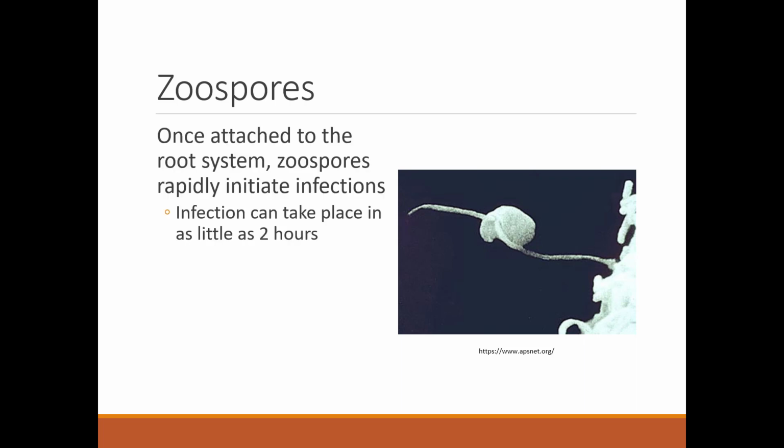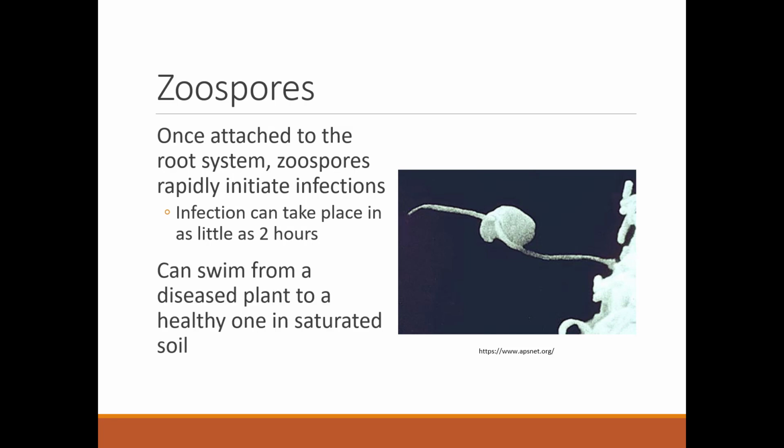Once they attach to the root system, they initiate infections very quickly, and this can be as little as 2 hours. So if you've got the right environment, it's definitely going to occur. It can actually move from one diseased plant to another healthy one in saturated soil. So, you know, this is one of those situations where environment can make such a difference.